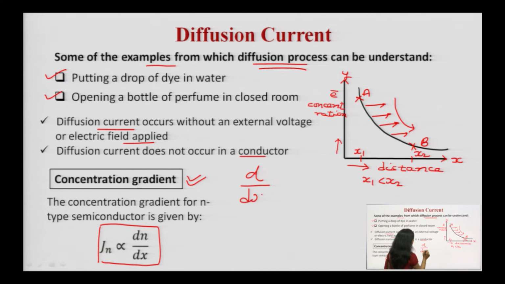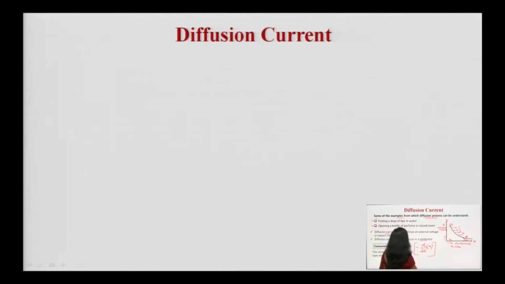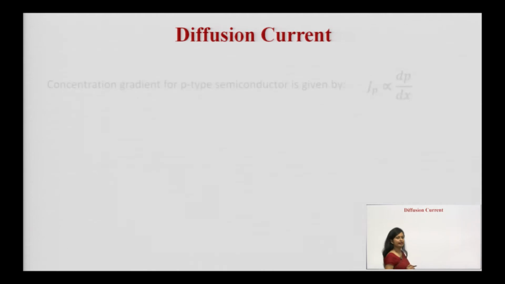Variation of distance, variation of electron concentration with respect to the distance. And see, there is a decrease. It means wherever required, you have to consider this minus sign as well. Since there is a decrease, you have to apply this minus sign, and in some of the cases you have to take it into consideration. So this is how you can write down the concentration gradient.